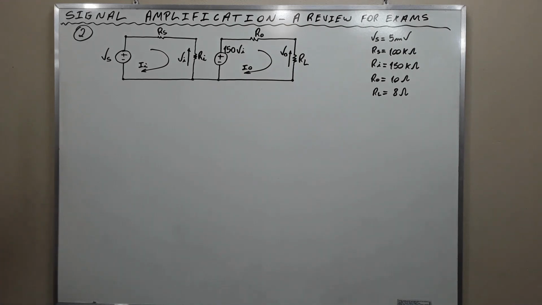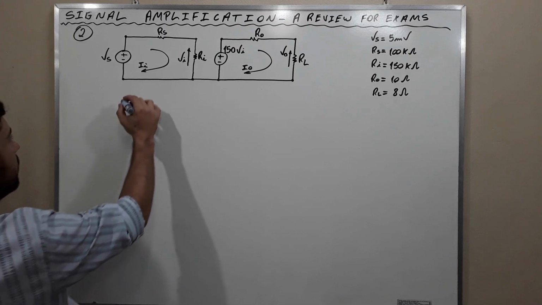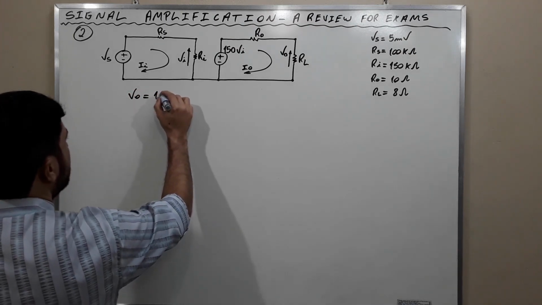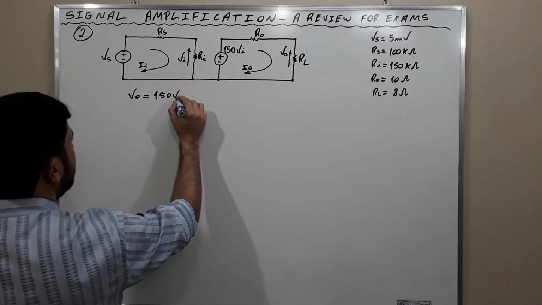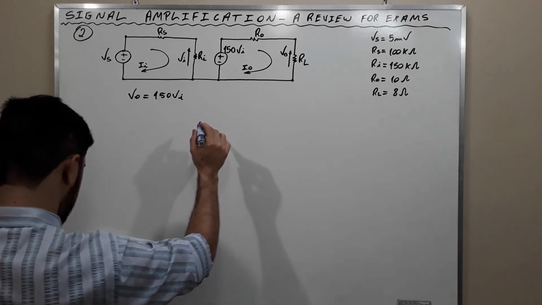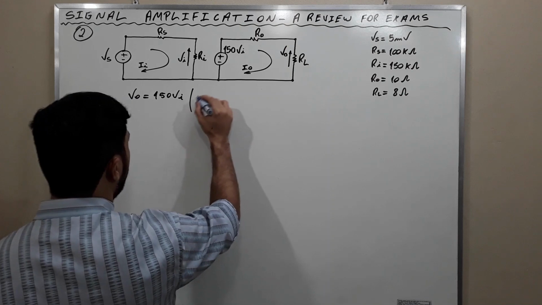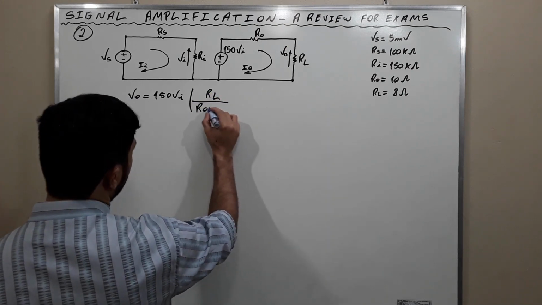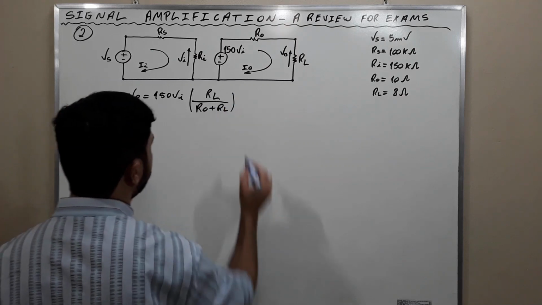Secondly, we calculated the current gain. Observe again that VO is equal to 150 VI times RL divided by RO plus RL. Okay?